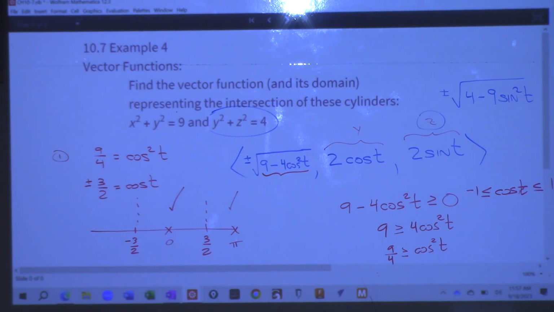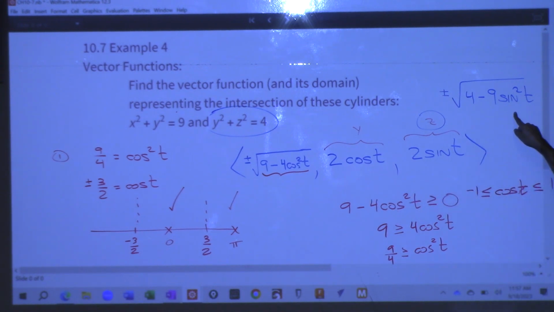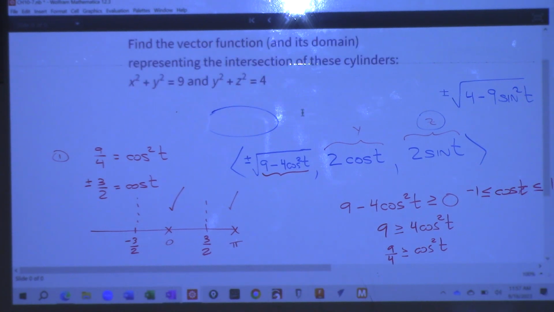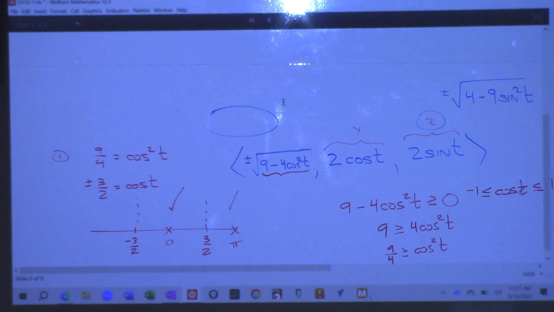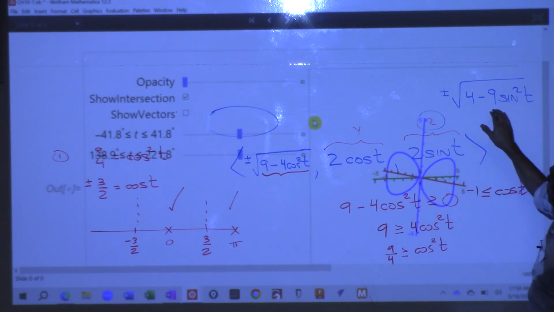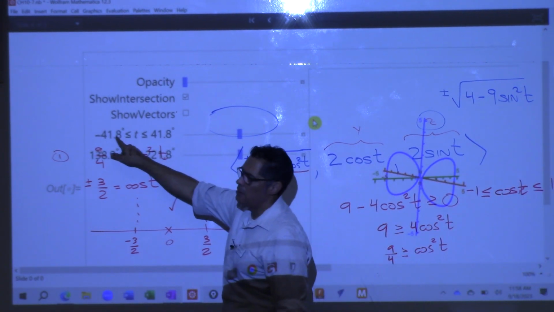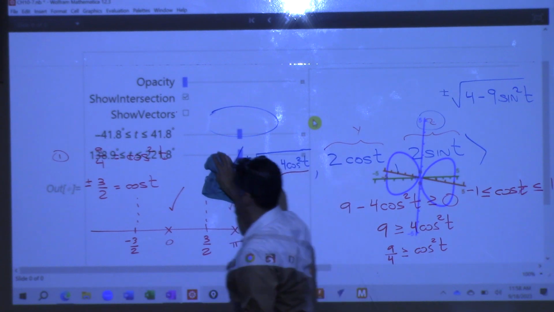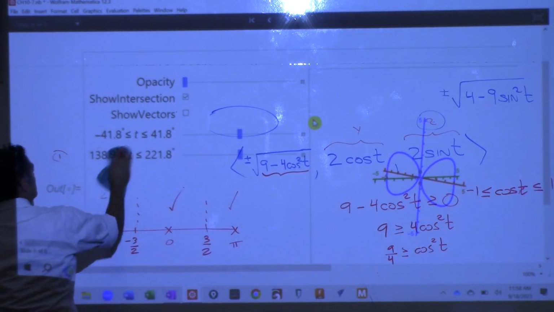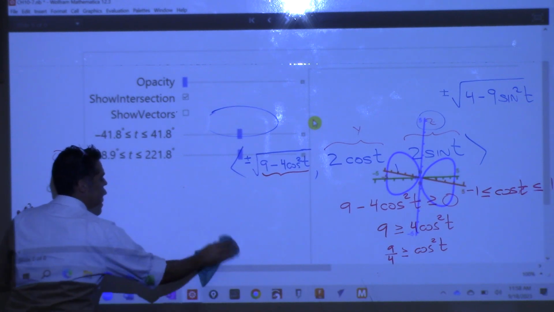So what I'm saying is the student who did it this way is going to have no domain restrictions. The student who did it this way is going to have domain restrictions. So it's just the way it worked out. So is there a right and a wrong one? They would both be correct. In fact, when I did the problem on the computer, I did it this way, and so I actually do have domain restrictions. My t has to be between negative 41.8 degrees and positive 41.8 degrees.